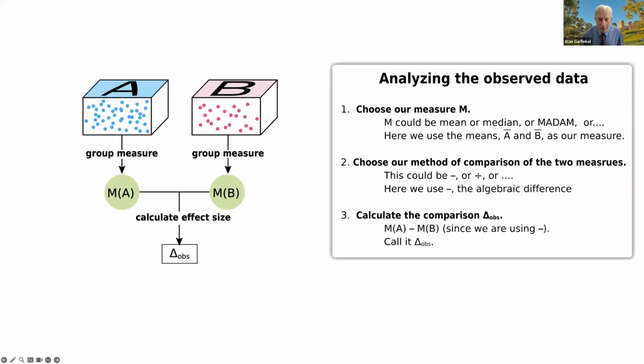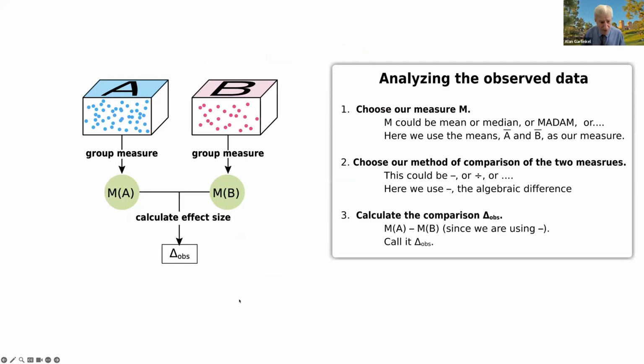So what can I do? Number one, I'm not committed to the means and the standard deviations and all of that. I have my group A and my group B. I plot their distributions. I look at them and I choose a group measure. Maybe this is the mean. Maybe this is the median. I then calculate my effect size, the observed result, which could be MA divided by MB, or MB divided by MA, or MB minus MA.